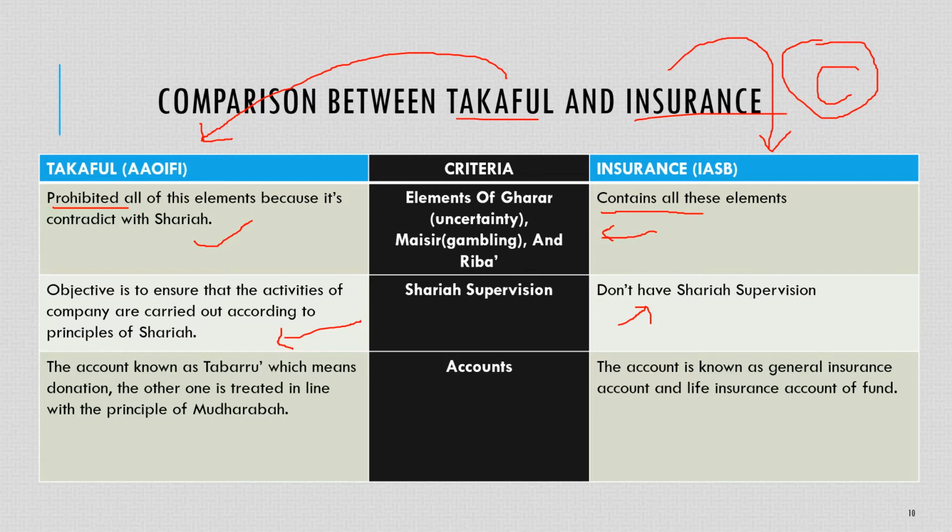Okay, so the account is known as tabarru', which means donations. The other one is treated in line with the principle of mudarabah. And for insurance, the accounts are known as the general insurance account and the life insurance account, as usually offered by insurance.